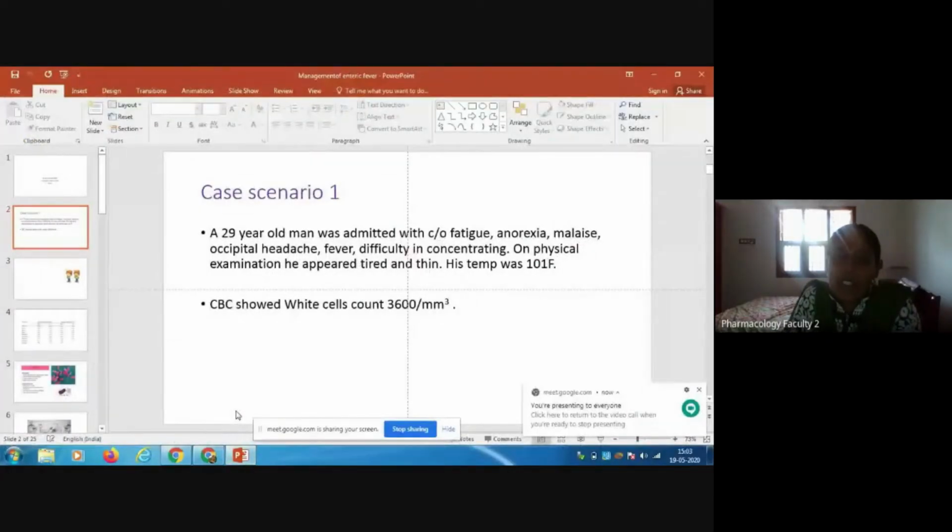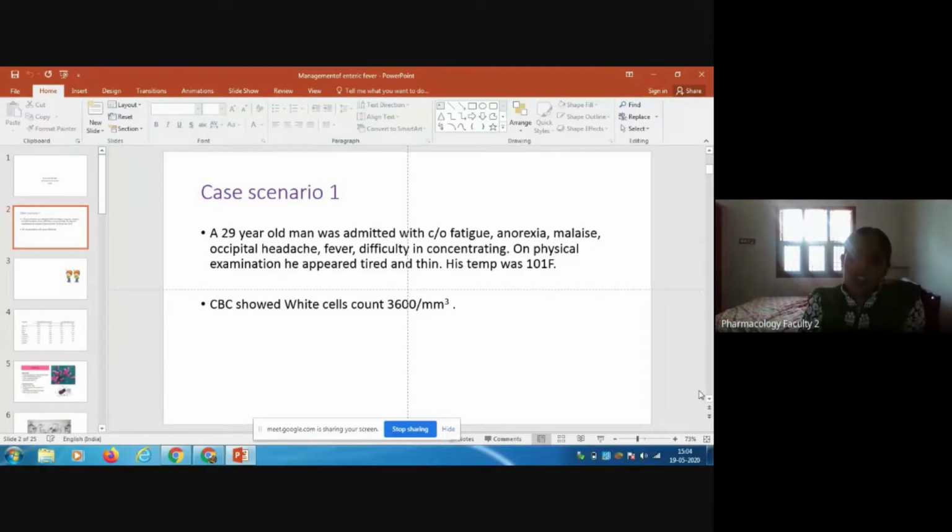So this is a case scenario of a 29-year-old man who was admitted with complaints of fatigue, anorexia, malaise, occipital headache, fever, difficulty in concentrating. All these symptoms were present for the past 4 days. On physical examination, he appeared tired and thin. His temperature was around 101 degrees Fahrenheit.